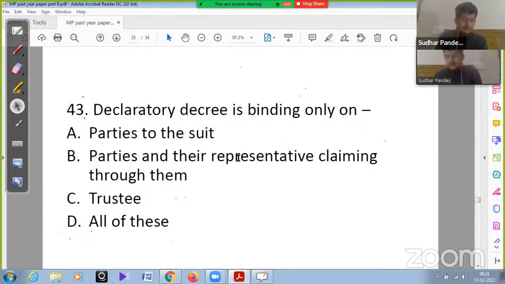Question number 43. Declaratory decree is binding on A, parties to the suit, B, parties and their representative claiming through them, C, trustees, and D, all of these. If you can read section 34 of Specific Relief Act, you can get the answer. Its answer will be D, all of these. Declaratory decree is binding on the parties, their representatives, and trustees.